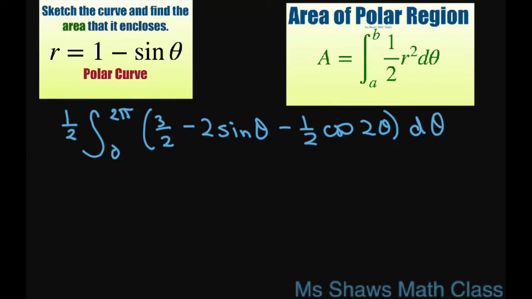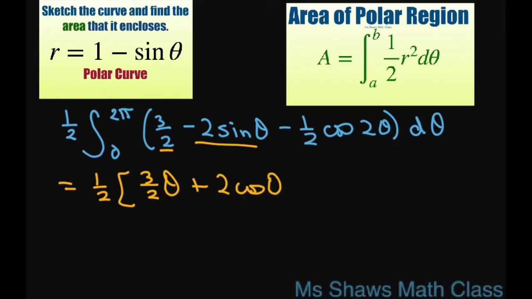All right, let's go ahead and integrate this. So we still have our 1/2. This is going to equal 3 divided by 2 theta, plus this piece is going to be 2 cosine of theta. Have to change your sign. And then this is going to be 1/4. So you're going to multiply this by 1/2 sine of 2 theta. And we're evaluating this from 0 to 2 pi.